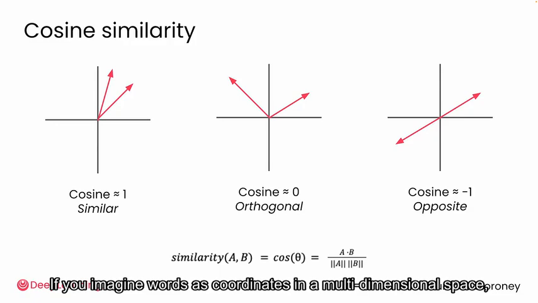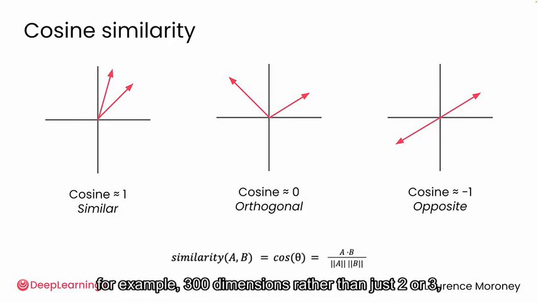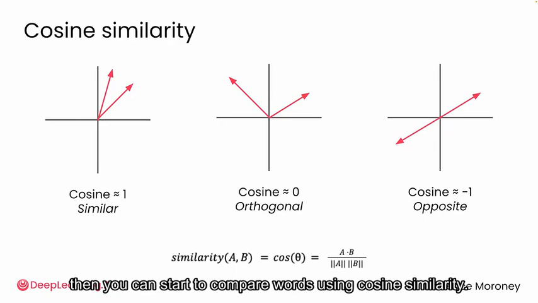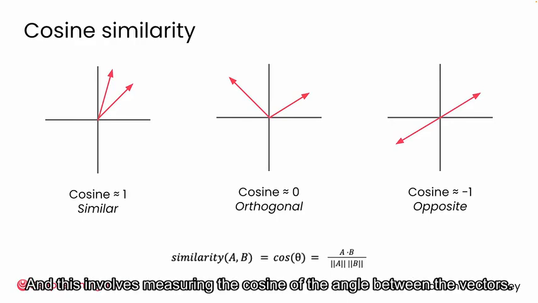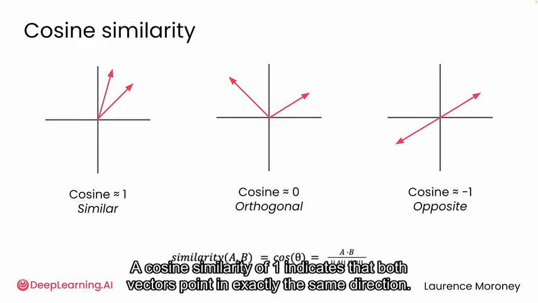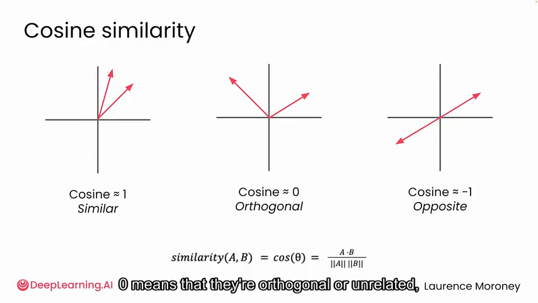If you imagine words as coordinates in a multidimensional space, for example, of 300 dimensions rather than just 2 or 3, then you can start to compare words using cosine similarity. And this involves measuring the cosine of the angle between the vectors. A cosine similarity of 1 indicates that both vectors point in exactly the same direction. 0 means that they're orthogonal or unrelated, and -1 means they point in opposite directions.